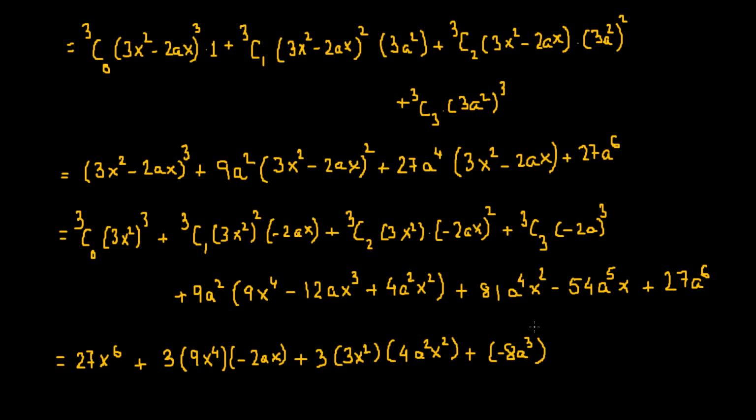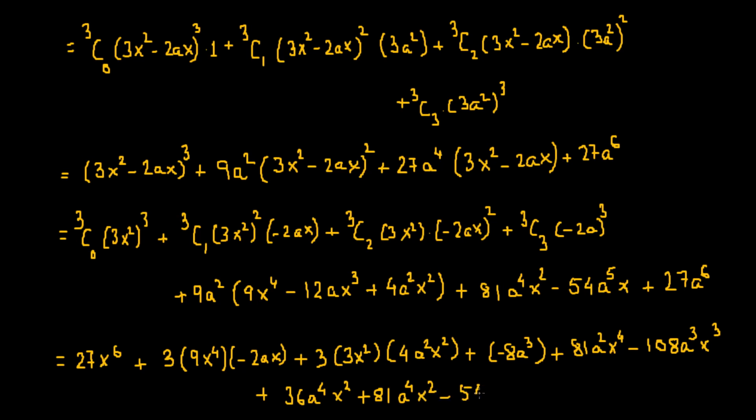Plus, okay, so 9a squared, 9 times 9 is 81, 81a squared x to the power of 4 minus 9 times 12 is 108a cubed x cubed plus 9 times 4 is 36, so a squared which gives us a to the power of 4 x squared, and the rest of the terms 81a^4 x squared minus 54a^4 x plus 27a to the power of 6.